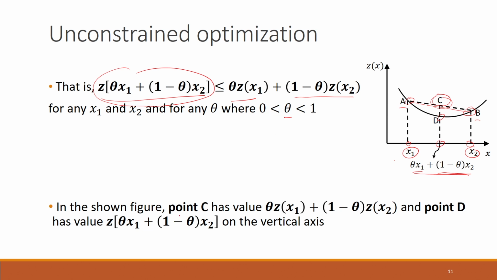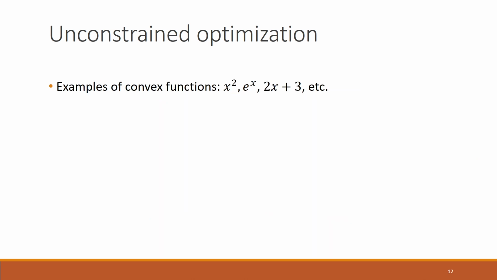So this is saying the same thing. This point C has a value theta times z(x1) plus 1 minus theta times z(x2), and the point D has a value z of theta x1 plus 1 minus theta times x2. Okay. Now let us take a look at some of the examples of convex functions.